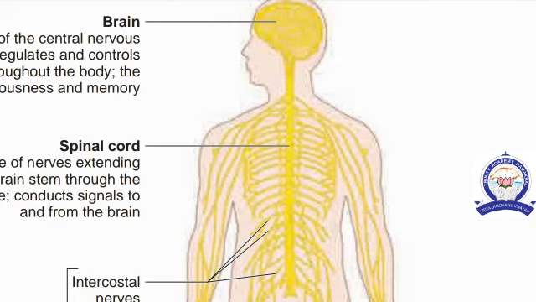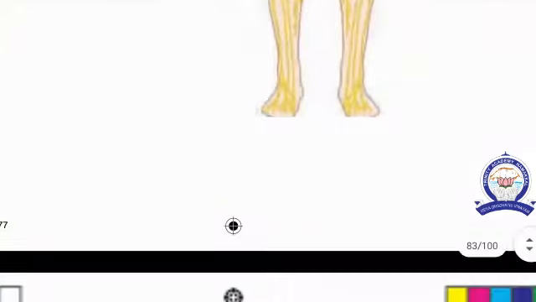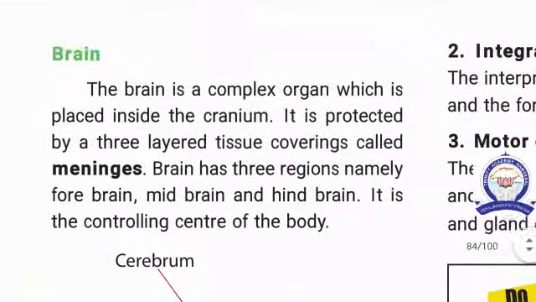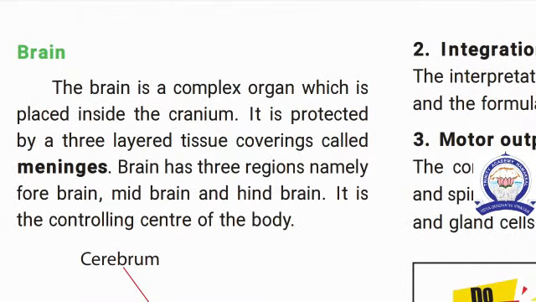The next chapter, structure of the brain. The brain is a complex organ which is placed in the cranium. Cranium means skull. It is a hard material. The skull protects the brain. It is covered by a three-layered membrane known as meninges.